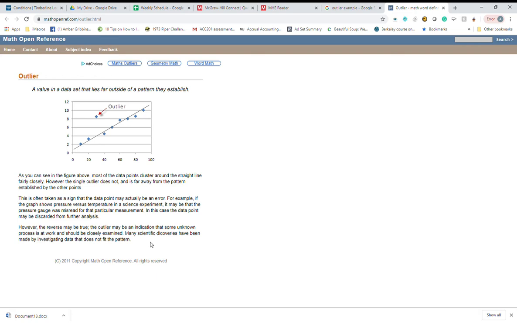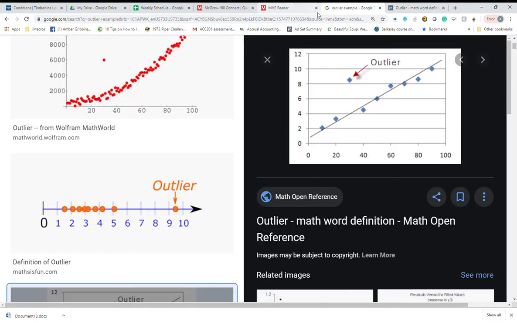Completely off the grid. So here again is another scatter graph right here. A lot of plot points right here, plot points right here going along. And then here's your outlier right here. Outlier way off the grid. Way off the grid. Okay. So there is an example of an outlier.